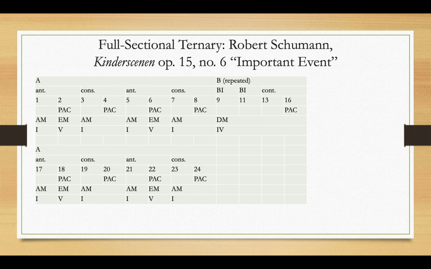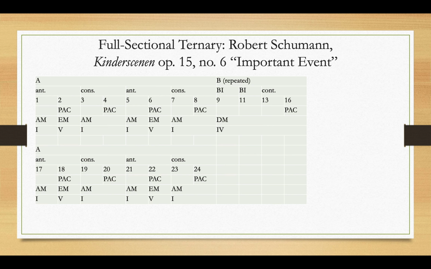What you see in front of you is a form diagram of this piece. A form diagram may come in many different styles, but what I've chosen to show here are the different sections at the top line, the ABA structure specifically. I've given a little bit more detail about phrases that we'll talk about, and then of course we have measure numbers, cadences, and key areas.